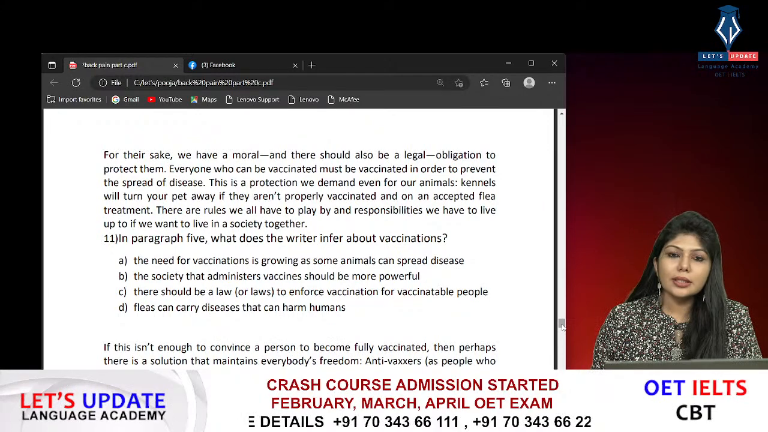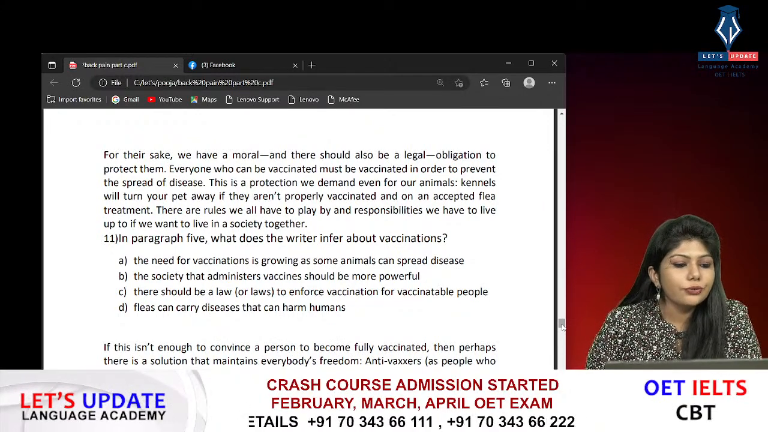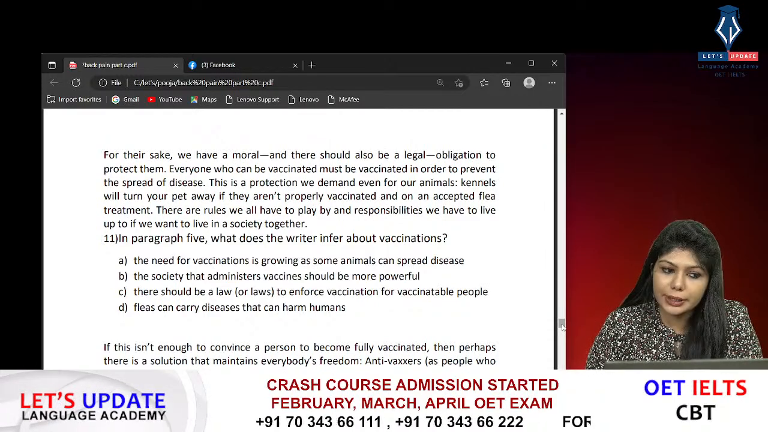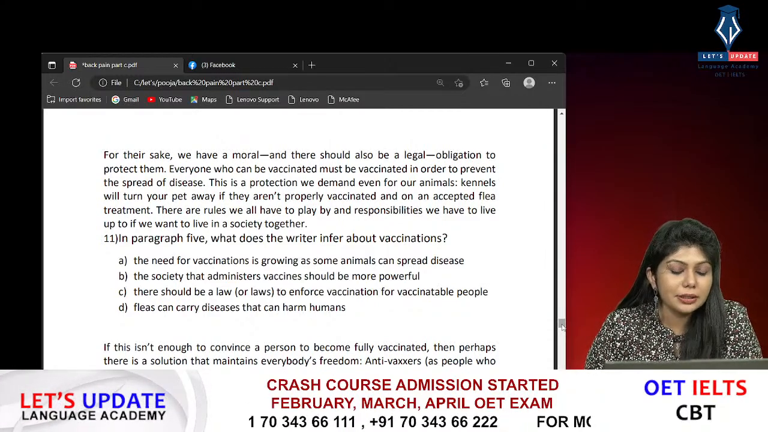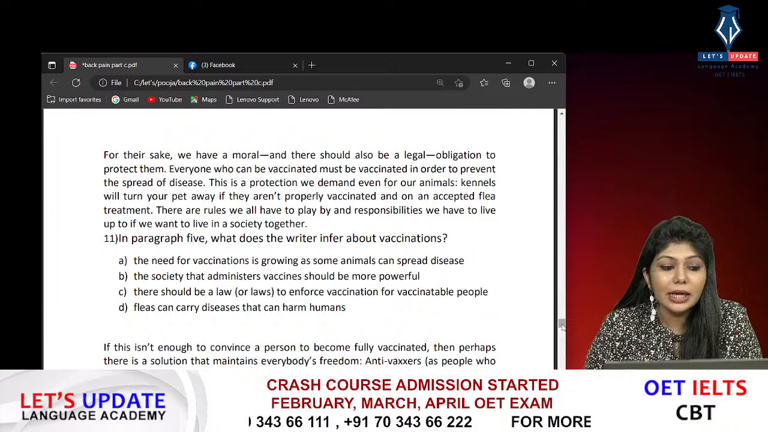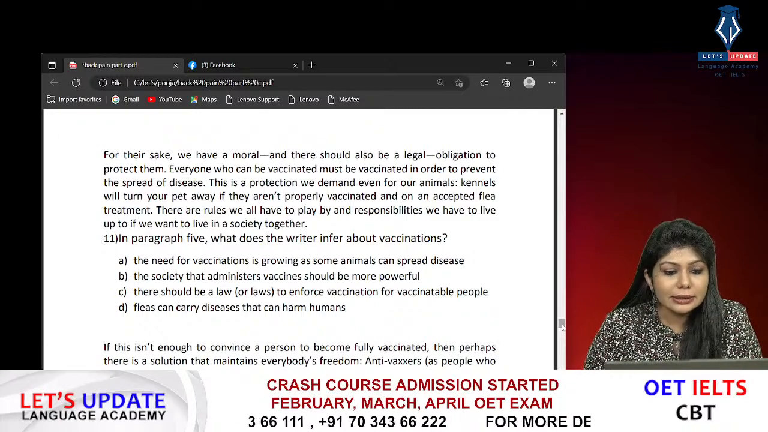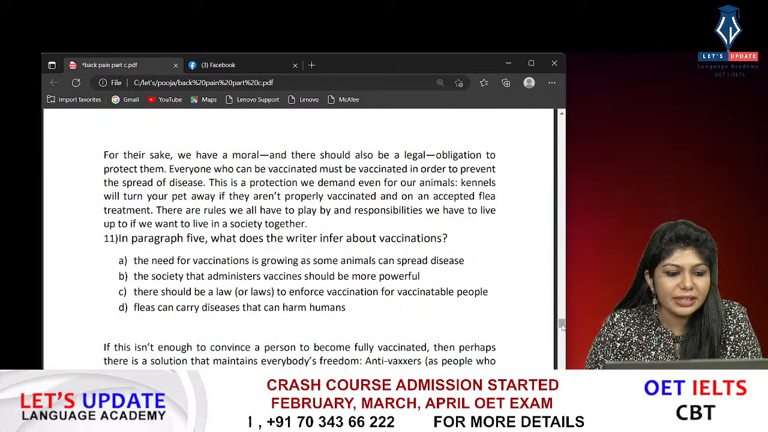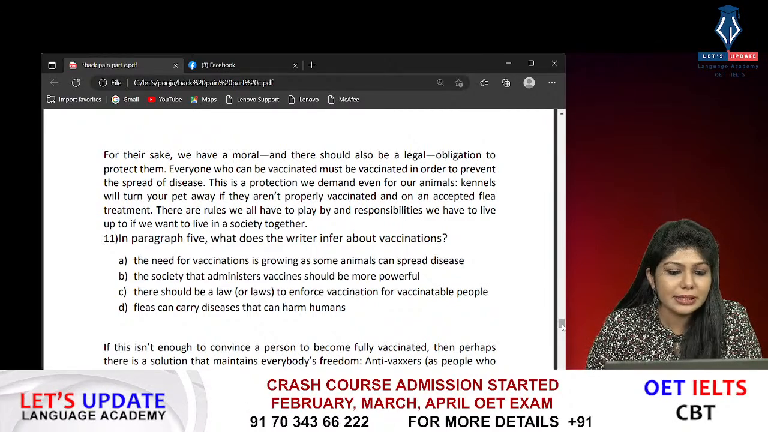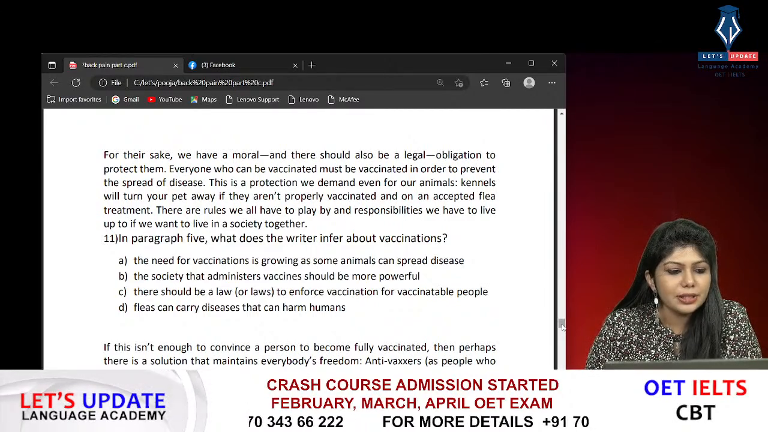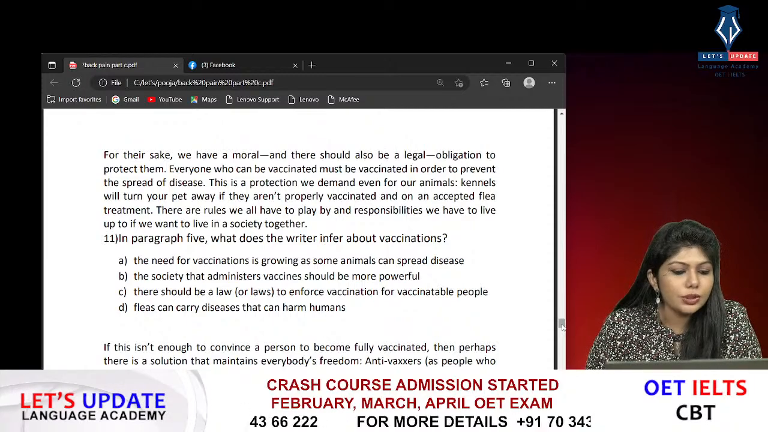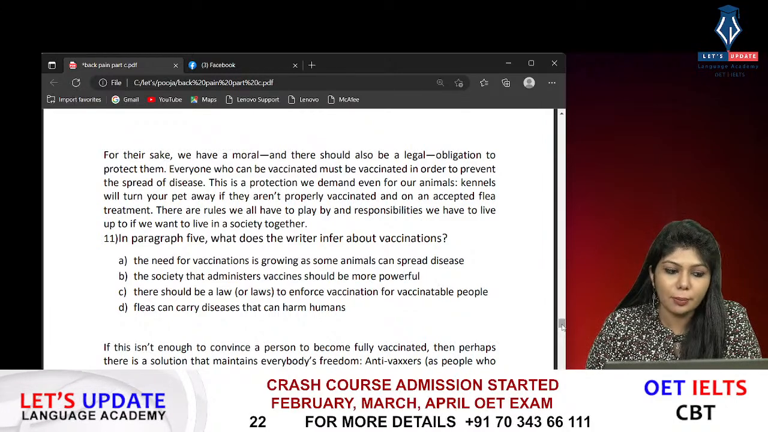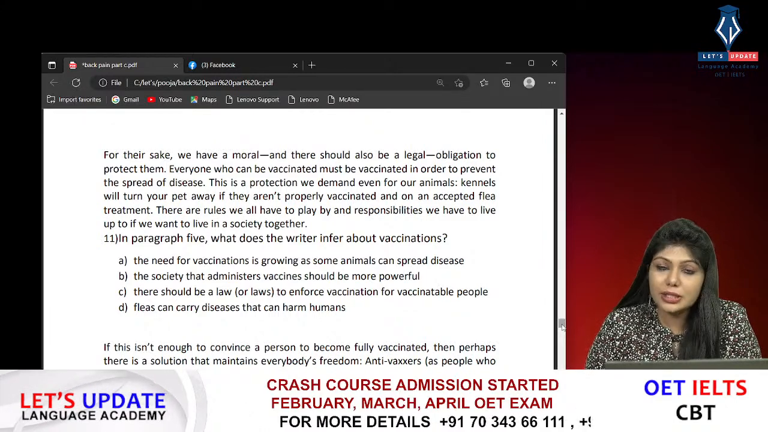Okay, so let's solve it together now. So, for their sake, we have a moral and there should be a legal obligation to protect them. Everyone who can be vaccinated must be vaccinated in order to prevent the spread of the disease. This is a protection we demand even for our animals. Kennels will turn your pet away if they aren't properly vaccinated and on an accepted flea treatment. There are rules we all have to play by and responsibilities we have to live up to if we want to live in a society together.